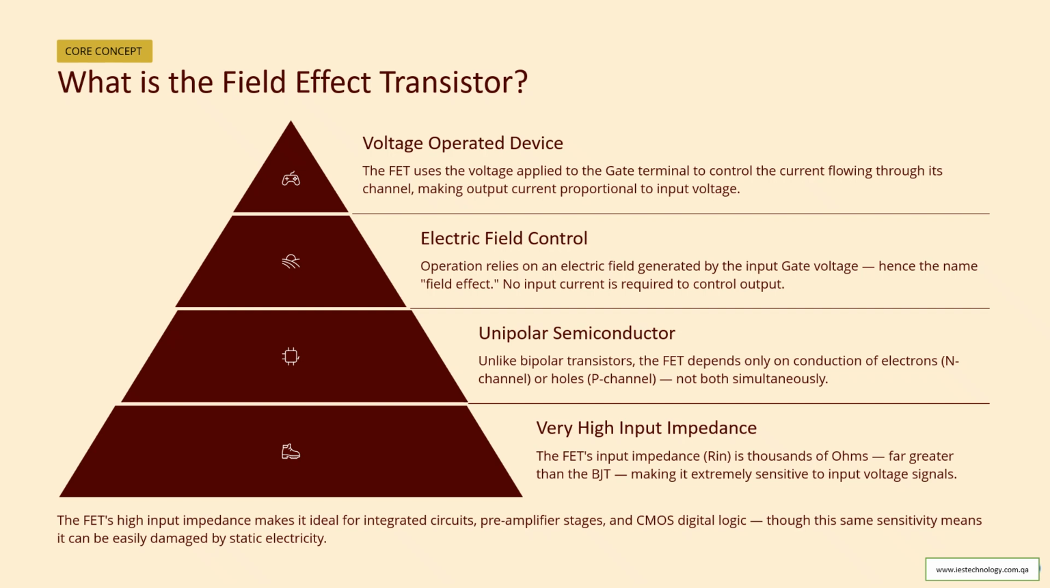Unipolar semiconductor. Unlike bipolar transistors, the FET depends only on conduction of electrons, N-channel, or holes, P-channel, not both simultaneously. Very high input impedance. The FET's input impedance, RIN, is thousands of ohms, far greater than the BJT, making it extremely sensitive to input voltage signals. The FET's high input impedance makes it ideal for integrated circuits, preamplifier stages, and CMOS digital logic. Though this same sensitivity means it can be easily damaged by static electricity.